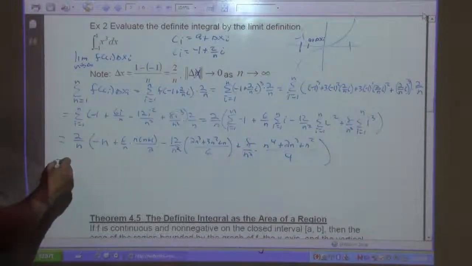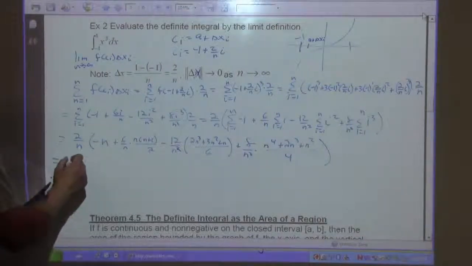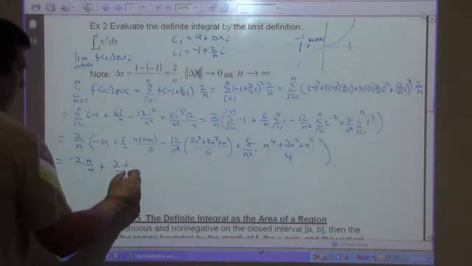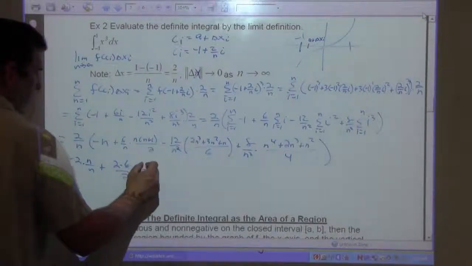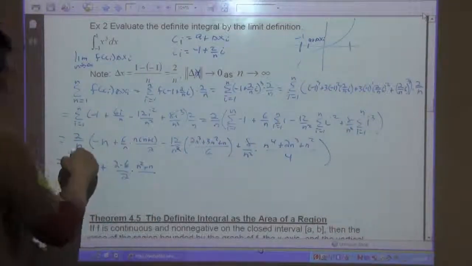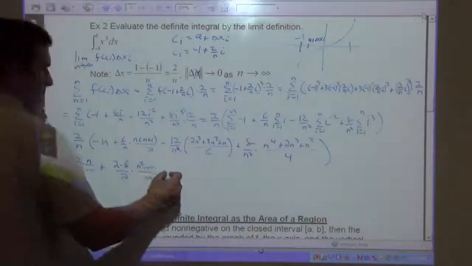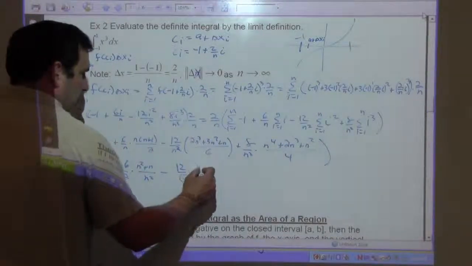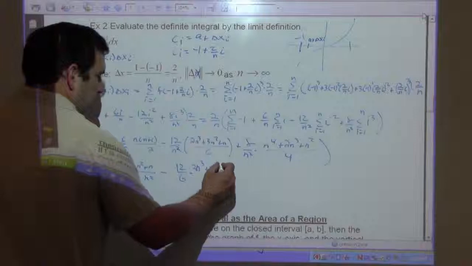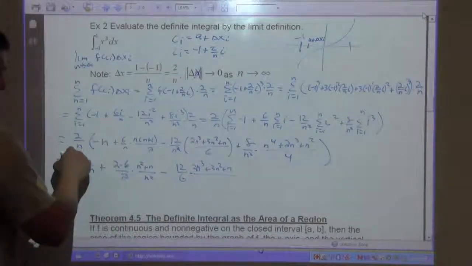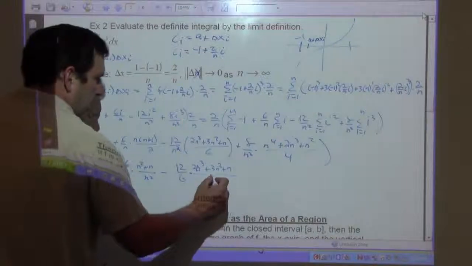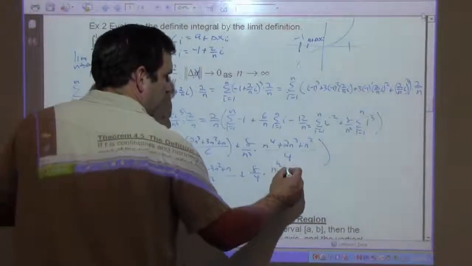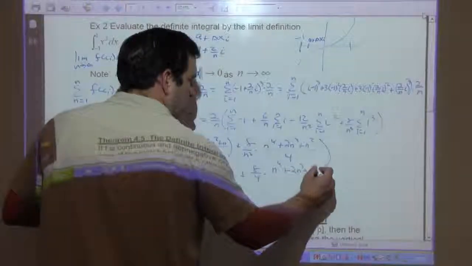If we distribute this 2 over n now, we have negative 2 times n over n, plus 2 times 6 over 2 times n squared plus n over n times n is n squared, minus 12 over 6 times 2n cubed plus 3n squared plus n over n cubed, plus 8 over 4 times n to the 4th plus 2n cubed plus n squared over n to the 4th.